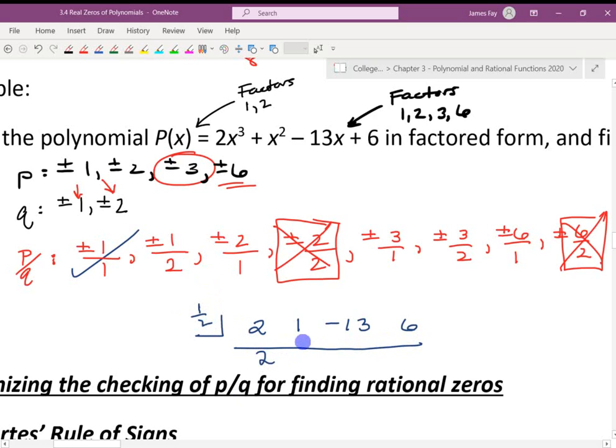Okay. Maybe I try 1/2. Bring my 2 down. Gives me 1. Gives me 2. Gives me 1. So negative 12. Negative 6. I get my 0, right? Okay. So what's that tell me? Okay, so 1/2 works. So x minus 1/2 ends up being a 0, correct?